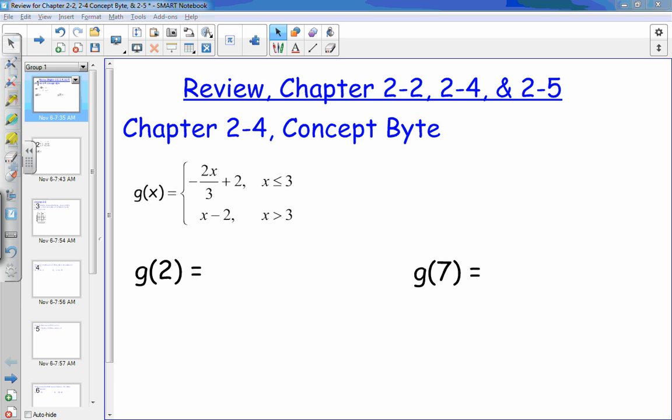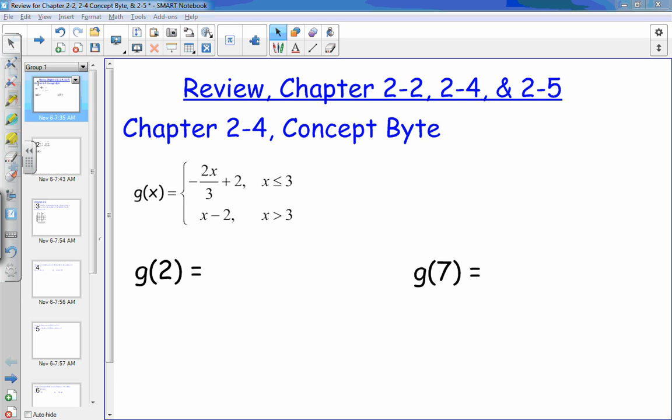Okay, we have a test tomorrow over sections 2.2, 2.4, concept bite, and 2.5. The first thing I'm going to review with you is section 2-4, which is the concept bite for the piecewise functions. Okay, so I give you g of x. What's g of x the same thing as? F of x, which is the same thing as y. Do we all understand that?